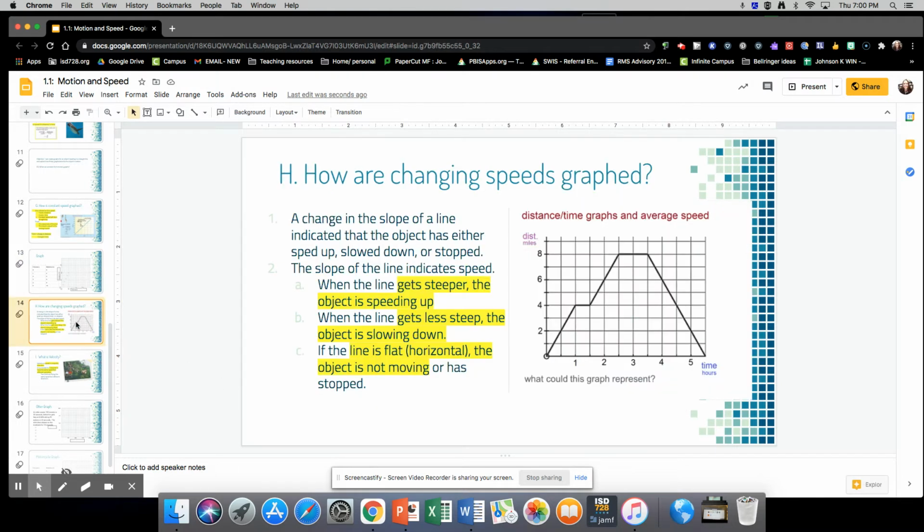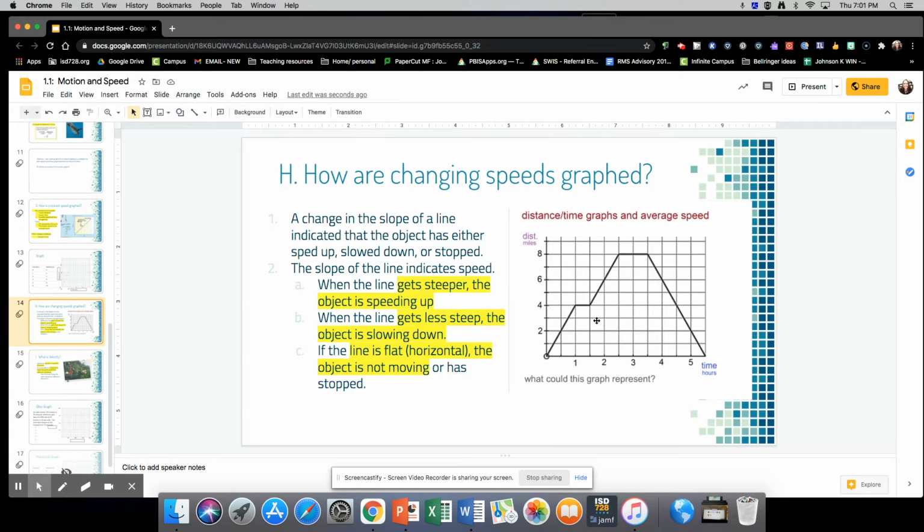So what are some other things that tell us? We know that objects don't always go at a constant speed. So we can look at what happens to a line on a graph, and it can tell us a story. A change in the slope of a line indicates that the object has either sped up, slowed down, or stopped. When a line gets steeper, that means the object is speeding up. When a line gets less steep, the object is slowing down. And if the line is flat or horizontal, the object is not moving or has stopped.